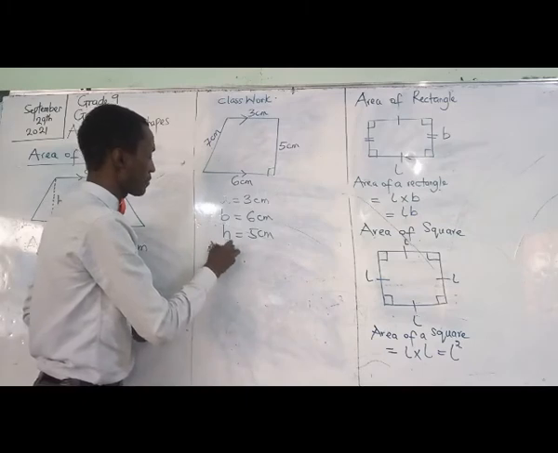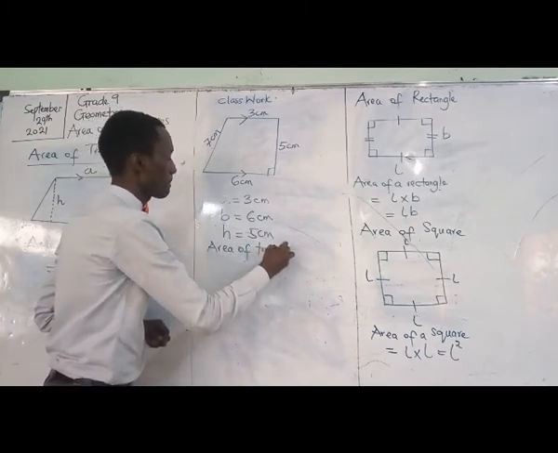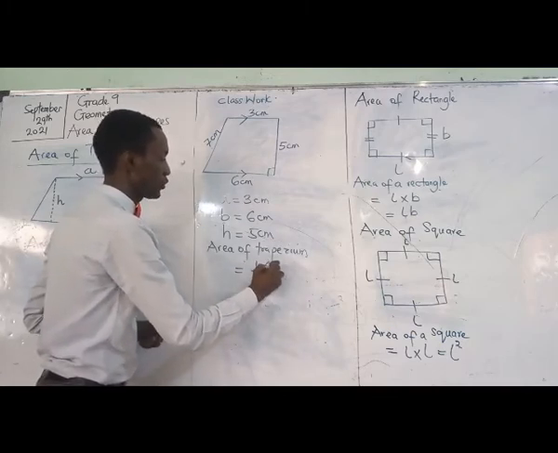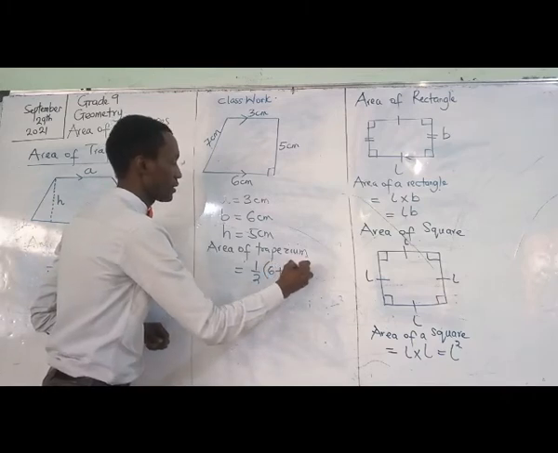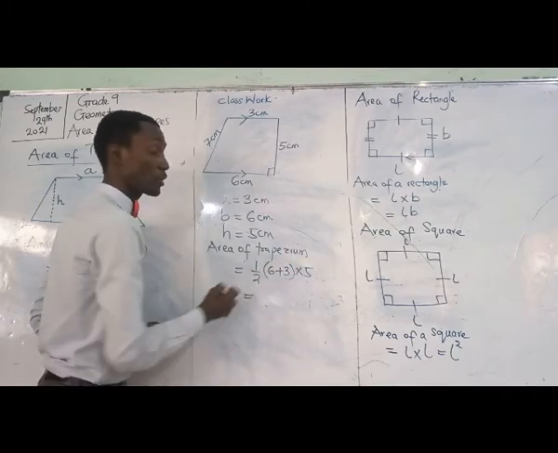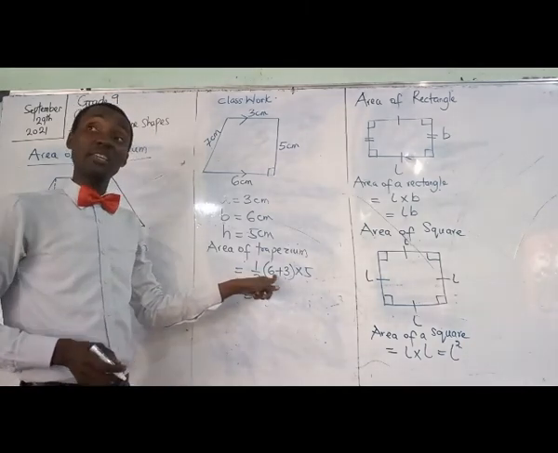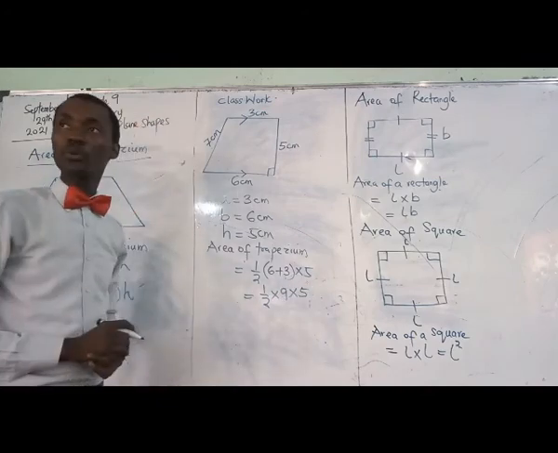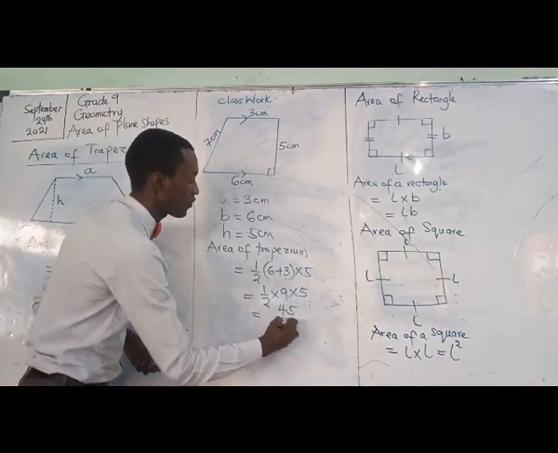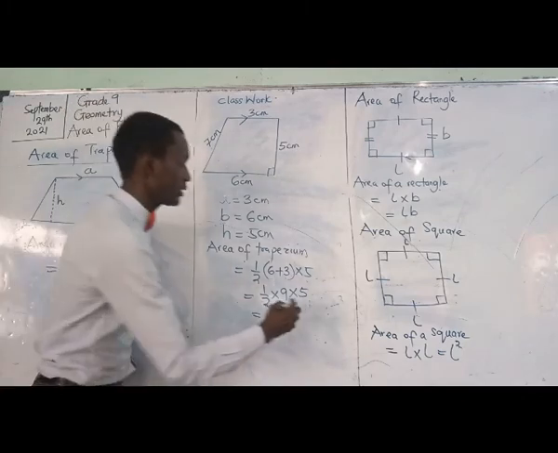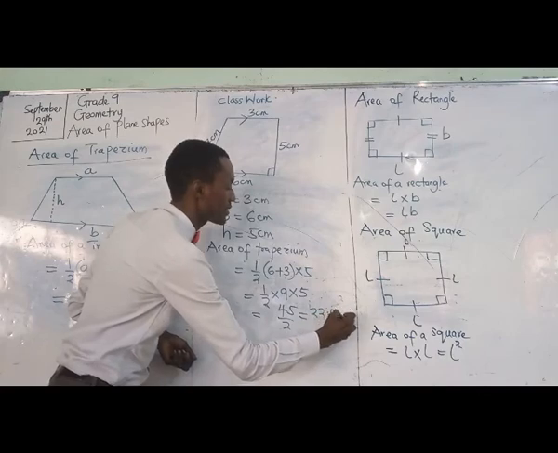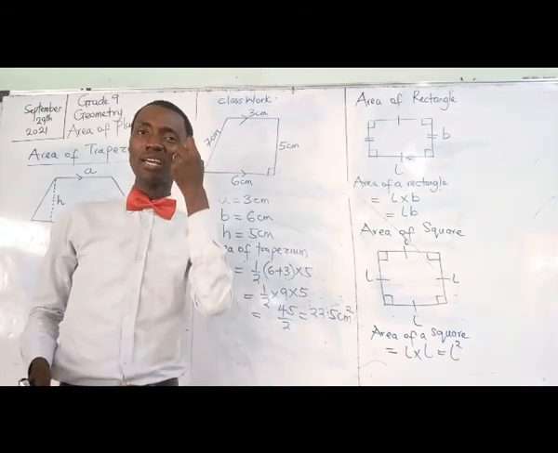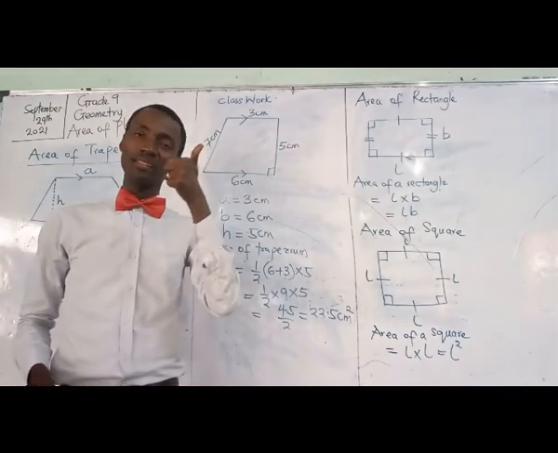So, area of trapezium will now be equal to half into 6 plus 3 times 5. You must treat the bracket first. 6 plus 3 is what? Half times 9 times what? 5, which will give you 45 over 2. And if you do your maths correctly, this will give 22.5 centimeter squared. Remember, we have said area is always in centimeters squared, meters squared, and the likes.